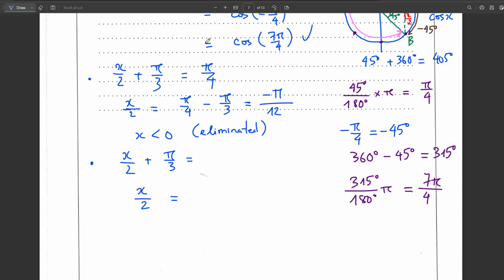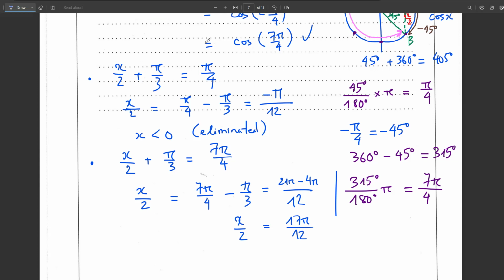Bây giờ mình sẽ lấy con số 7 pi trên 4 này để cho nó là positive. Vậy thì 7 pi over 4 mình sẽ trừ đi pi over 3 ở bên này để được x over 2. Chỗ này common denominator là 12, 7 nhân 3 là 21, 21 pi, chỗ này nhân 4 lên, trừ đi 4 pi. Như vậy chỗ này sẽ là 21 trừ 4 là 17. 17 pi over 12 equal x over 2.